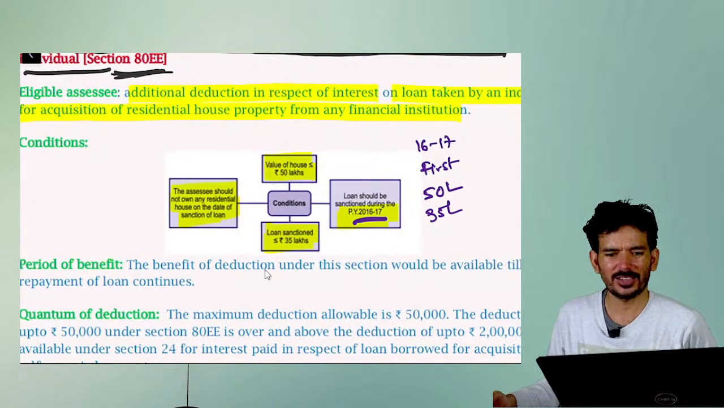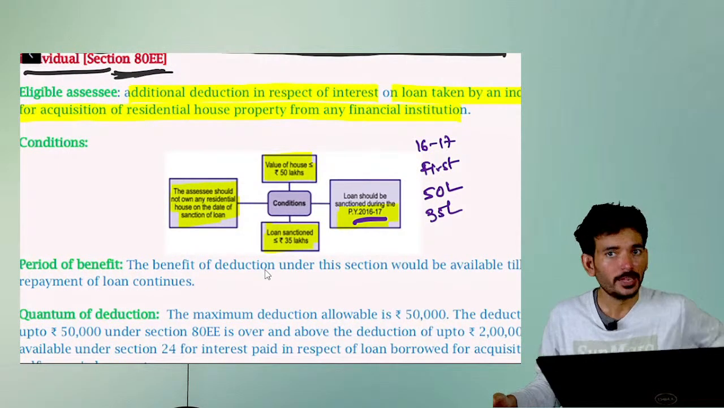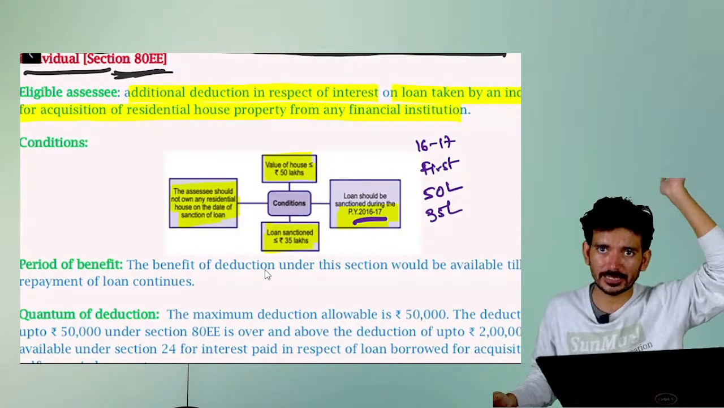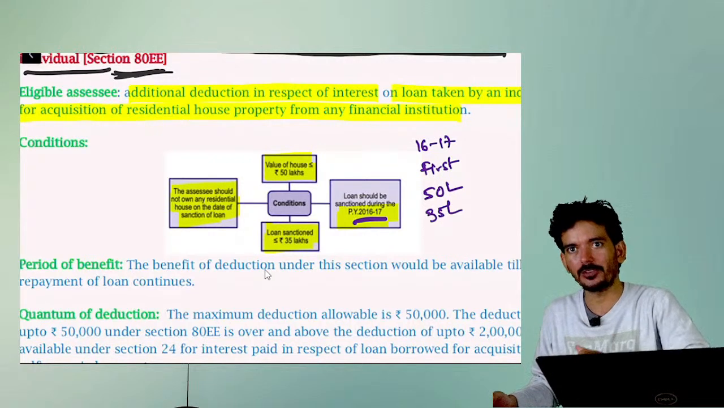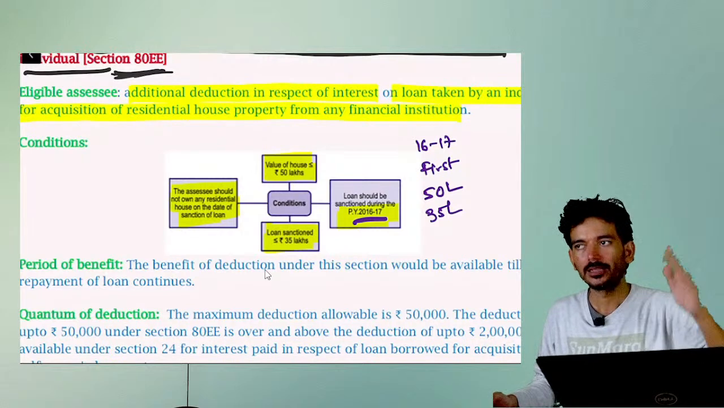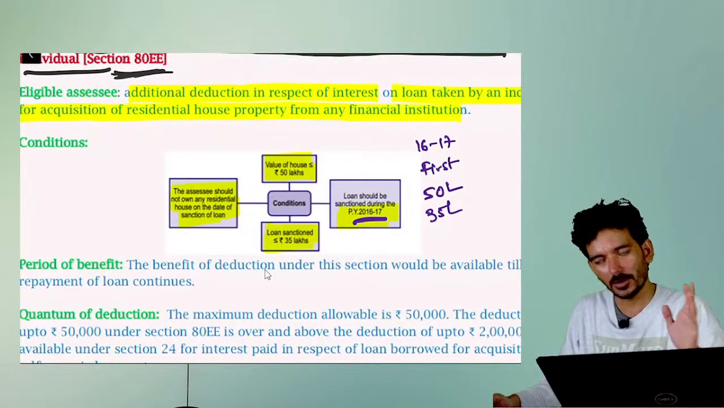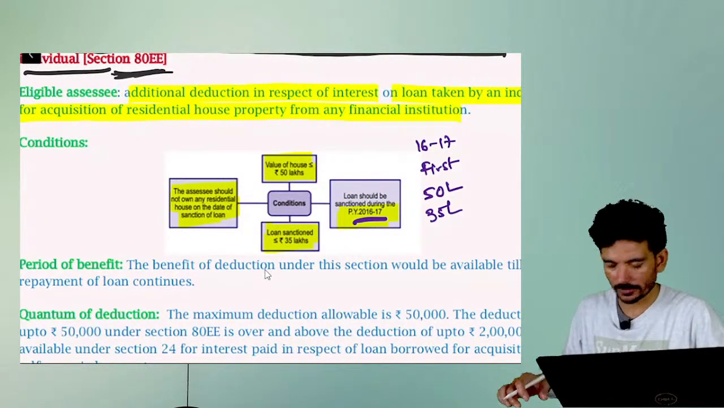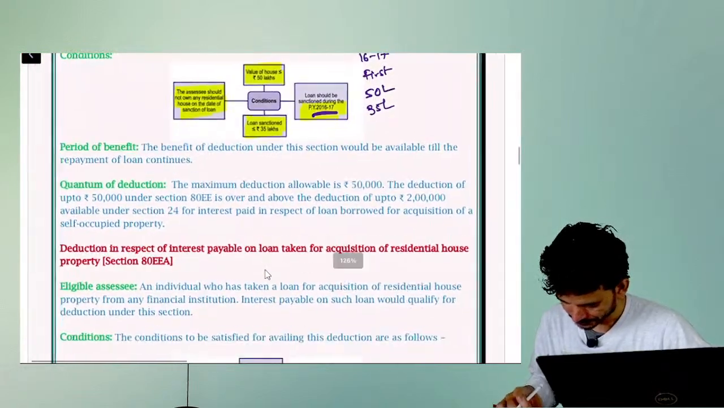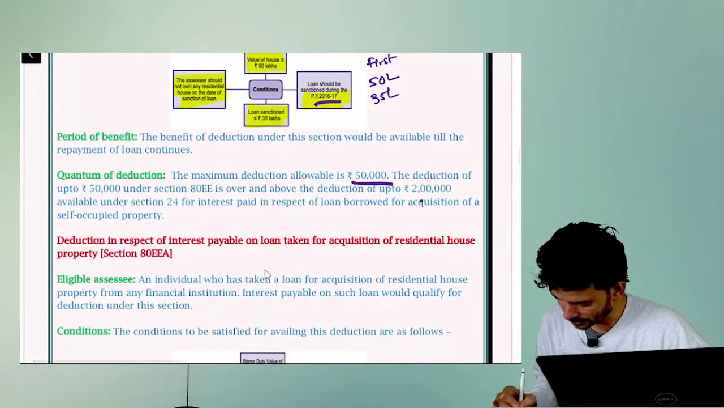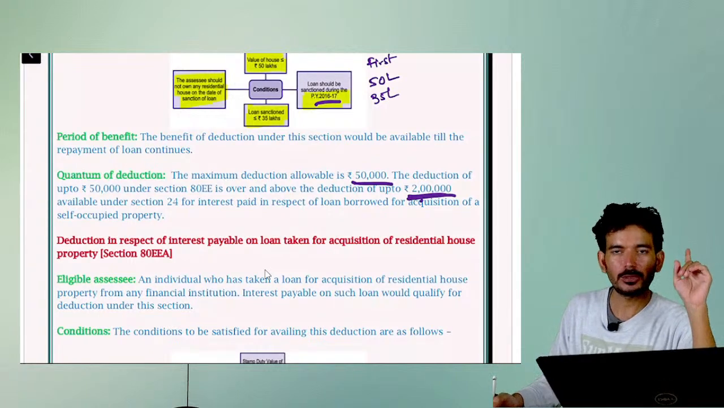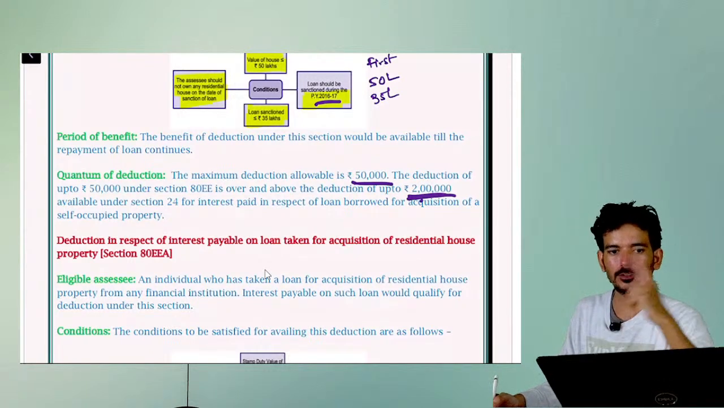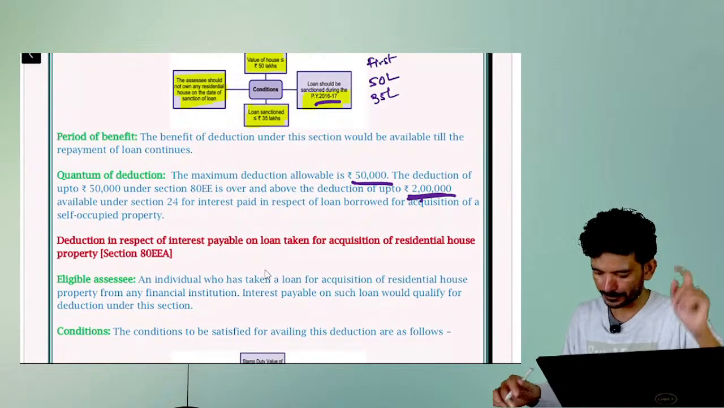So you might say, sir, why are we discussing this? It is not applicable now. But for the people who purchased at that time, between 16 and 17, they continue to get this benefit till the time they repay the entire loan amount. They continue to get this 50,000 each year. In 24B you will get 2 lakhs, no? This 50,000 is over and above 24B.